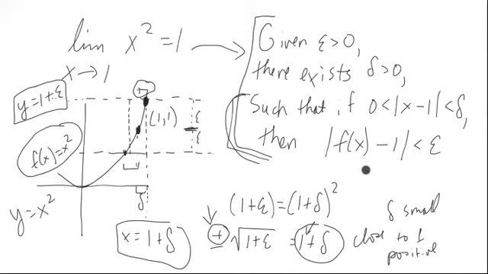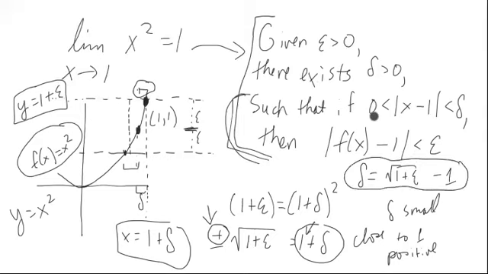So delta is going to be equal to the square root of 1 plus epsilon, and then we just subtract 1 over. And there we go. That's it. We just did it. We have found the delta that works.